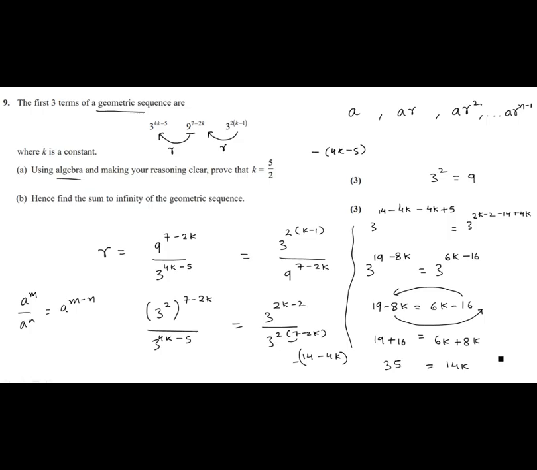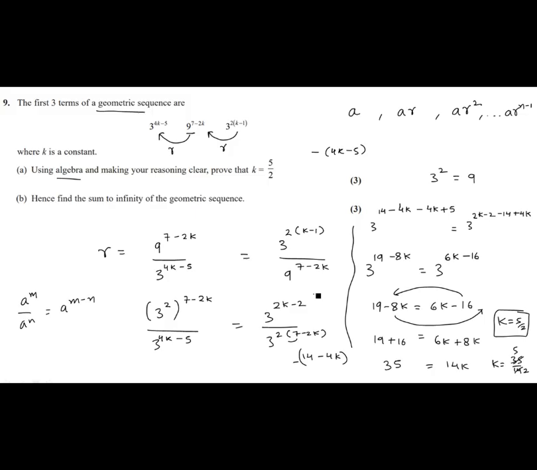35 over 14. That means k will be 35 divided by 14. If I divide both by 7, 7 times 5, 7 times 2, so k will be 5 over 2. So that's part A.